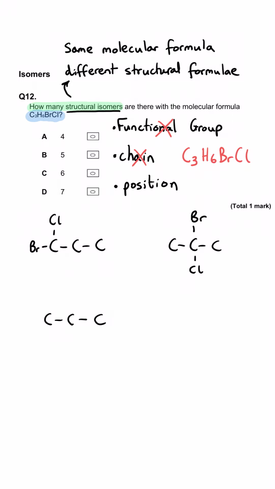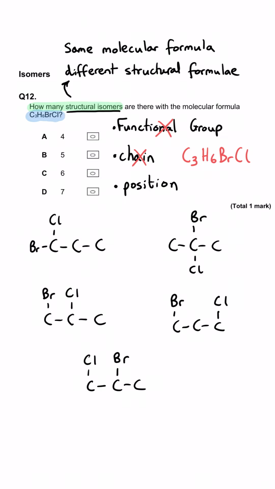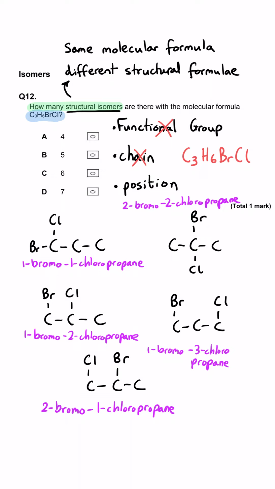The bromine could be on the end, and the chlorine in the middle, the bromine on one end, and the chlorine on the other end. Or the chlorine could be on the end, and the bromine atom in the middle. That's the last of the possibilities. If you're not sure whether there are more possibilities, it's a good idea to name the things that you've already drawn and then see if any other naming combinations are possible. There aren't any more possible isomers here, so the correct answer is B.